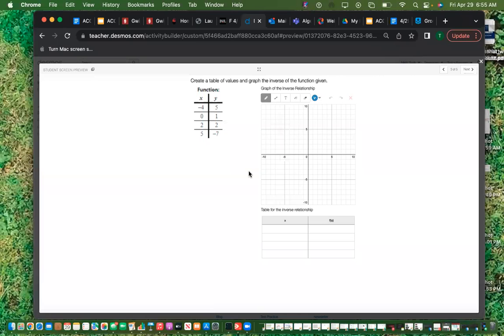All right, so what you're gonna do now is you're gonna create a table and graph the inverse of the function. So basically you're gonna switch your X and Y. Okay, so this will be 5, -4, 1, 0, 2, 2, which will look the same, and -7, 5. Okay, so you're going to graph that table. Okay.